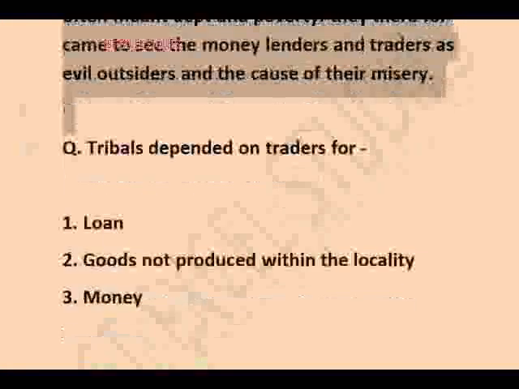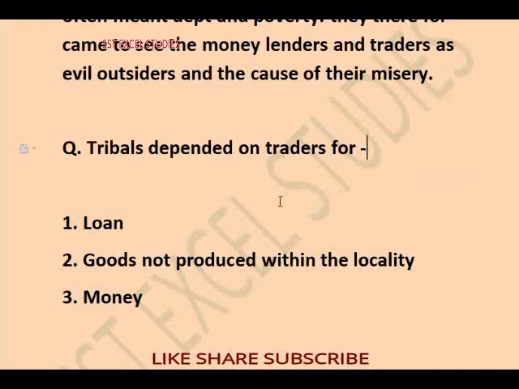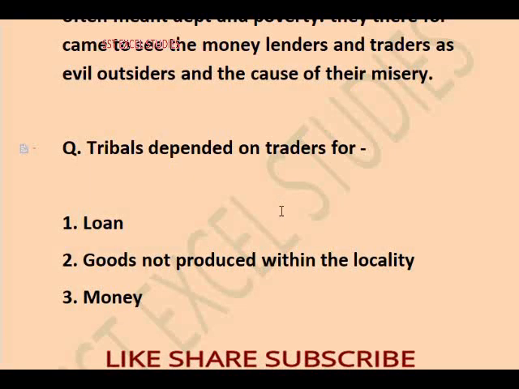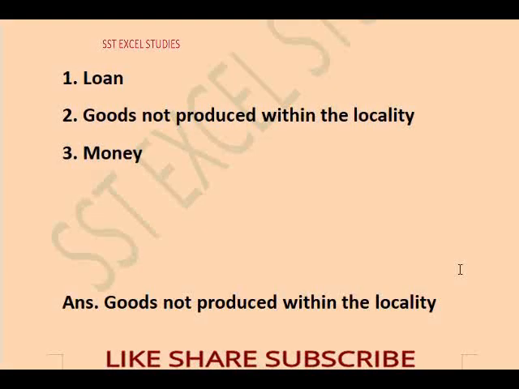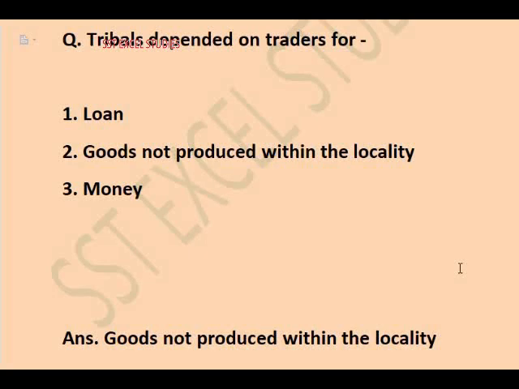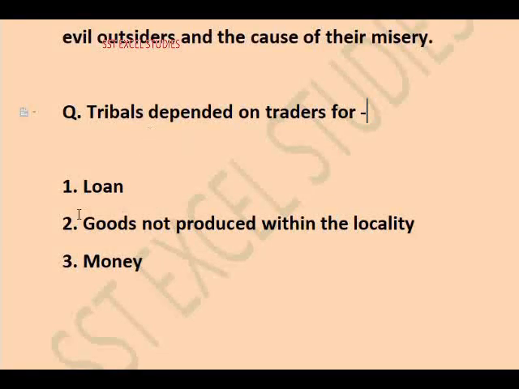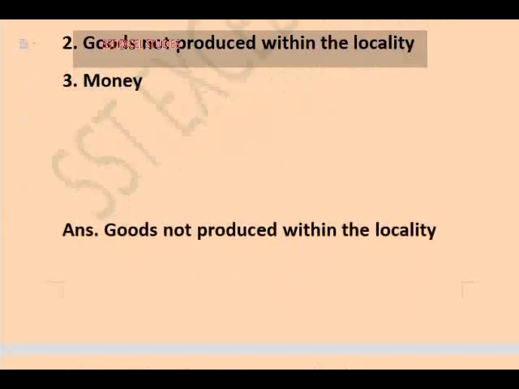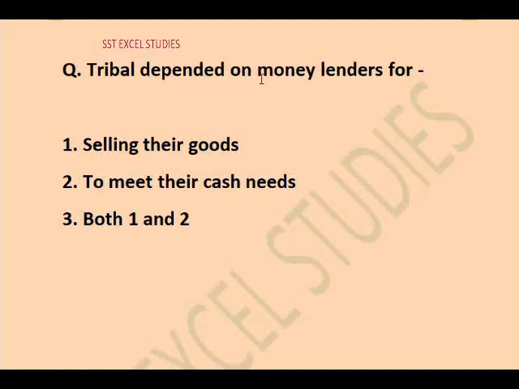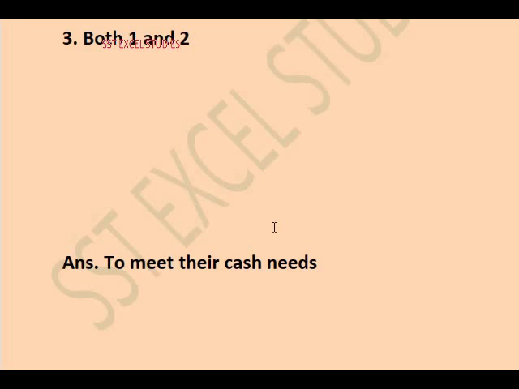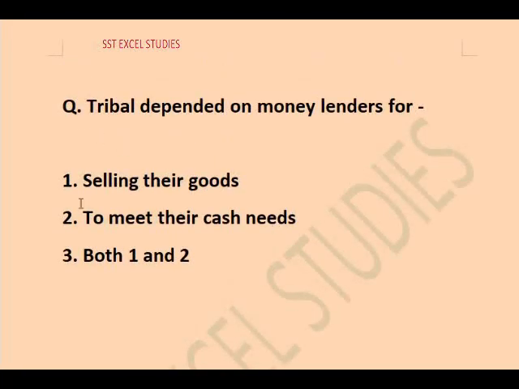First question is: tribals depended on traders for, options are loan, goods not produced within the locality, or money. Answer is goods not produced within the locality. Next question is: tribals depended on moneylenders for, options are selling their goods, to meet their cash needs, or both 1 and 2. Answer is to meet their cash needs. Tribals depended on moneylenders for loans for fulfilling their cash needs.